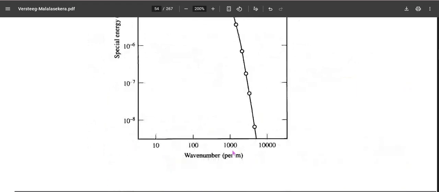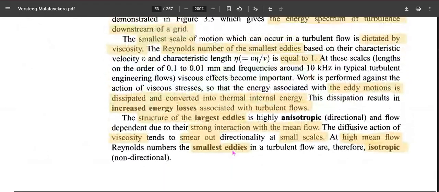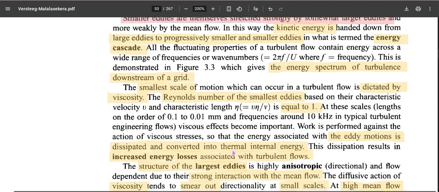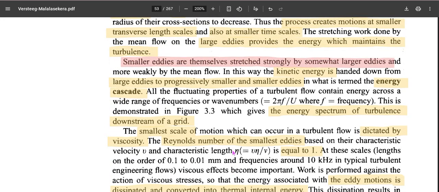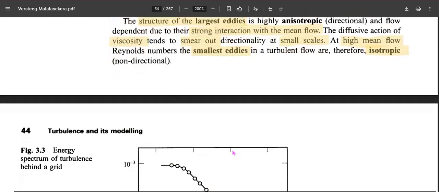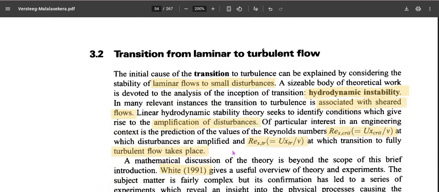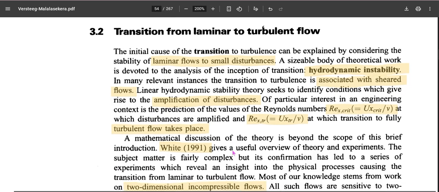So this is all about the physics happening in turbulent flow, especially the formation of eddies of different scales. That is the main characteristic of turbulent flow, which does not happen in laminar flow. Hopefully, we will see about hydrodynamic instability, and why the transition to turbulent flow happens, in the next video.